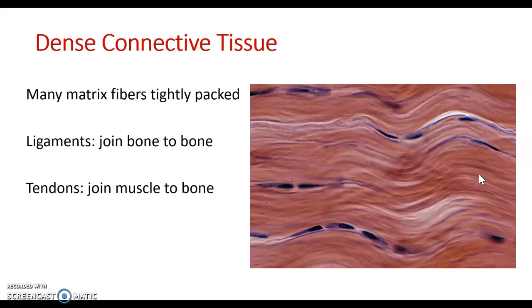Dense connective tissue is what makes up our ligaments and our tendons, the things that hold different pieces of our bodies together. Ligaments connecting bone to another bone, tendons connecting a muscle to a bone. So very important, right? For holding everything together, we want this to be a strong connective tissue, lots of collagen fibers.